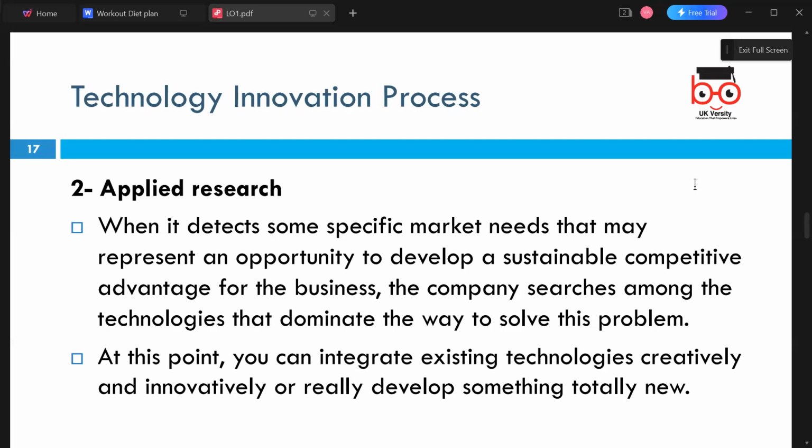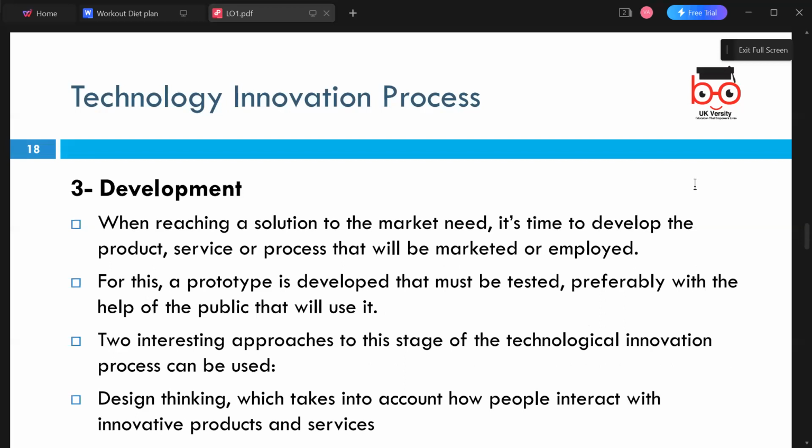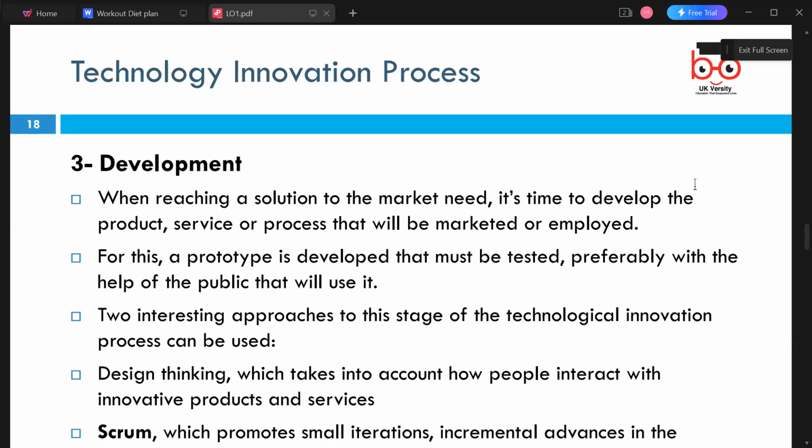Also there is applied research, where the company detects specific market needs that might represent an opportunity to develop a sustainable competitive advantage for the business. The company researches among the technologies that dominate the way to solve the problem. Then we have development, where, having reached a solution to a market need, it is time to develop the product, service, or process that will be marketed or employed.